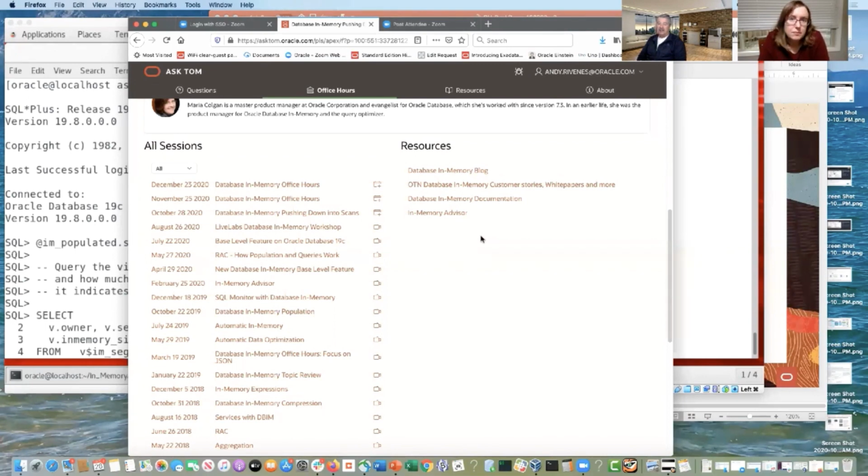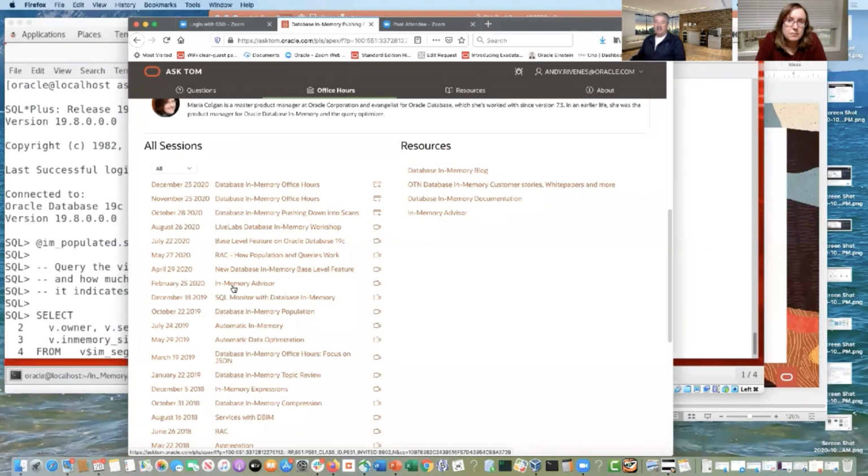So if you want to see whether you have an analytic workload that might take advantage of Database In-Memory, you can run the In-Memory Advisor even without Database In-Memory enabled, or even on a non-12c database. It goes all the way back to 11.2.0.3. We talked about that, and there are some AskTOM sessions. Back in February, we did a whole session on that.